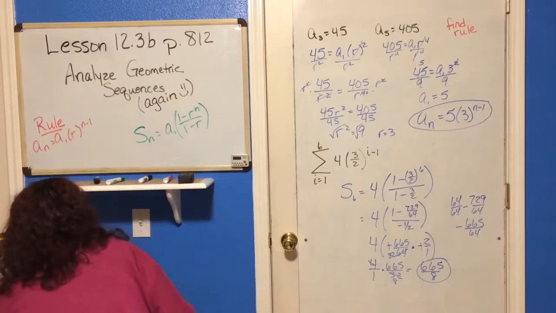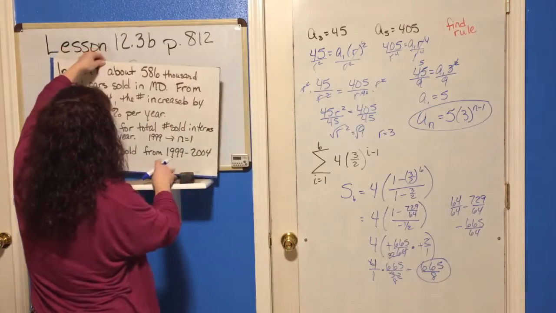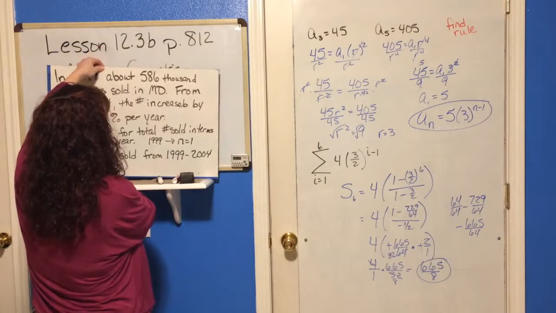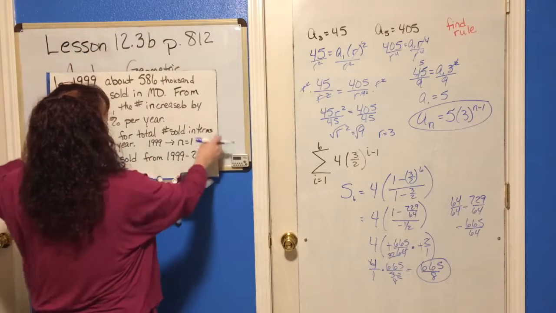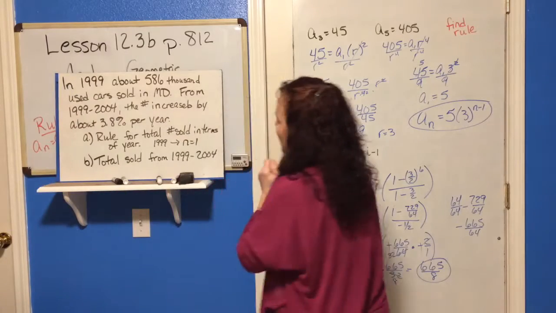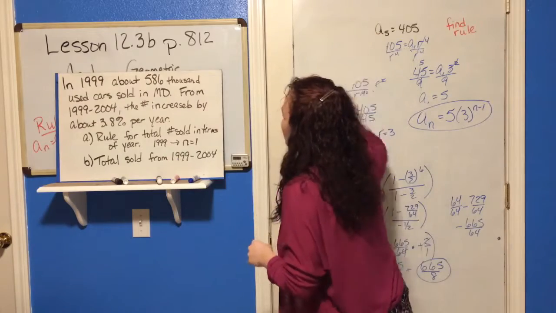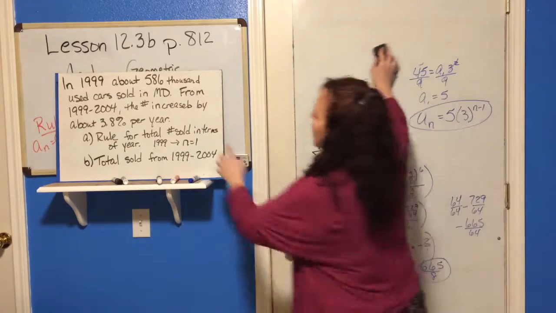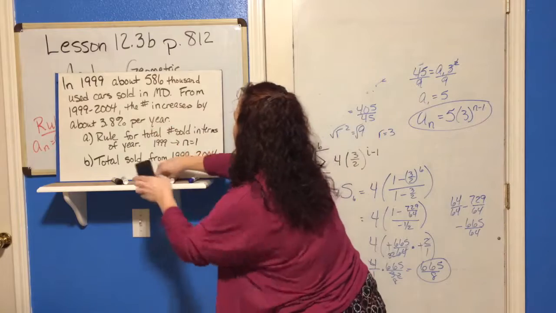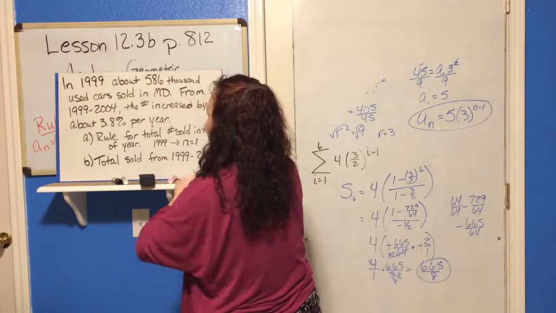Okay, here we go. Let's do a word problem and then be done. All right, in 1999 in Maryland, about 586,000 used cars were sold. From the year 1999 to 2004, the number of used cars that were sold in Maryland increased by about 3.8% each year.